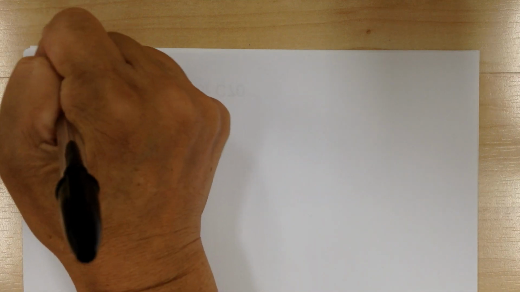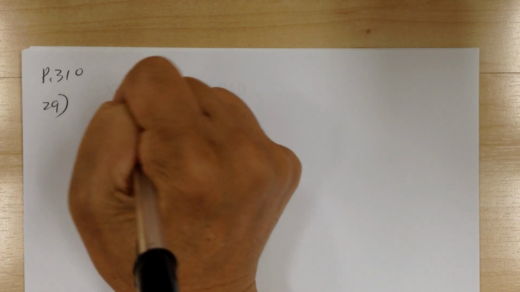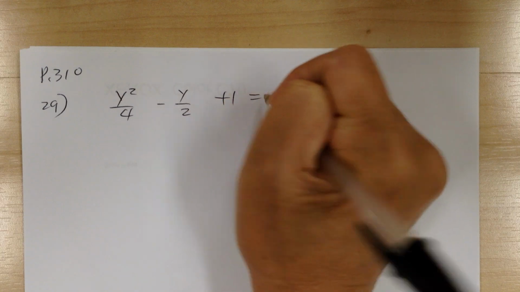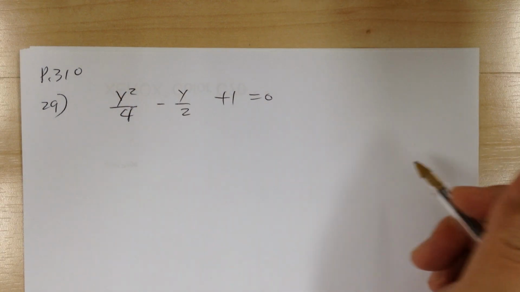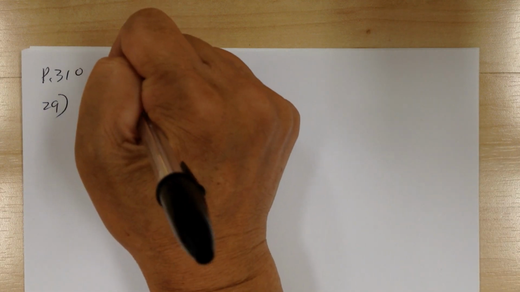Let's go to page 310 and start with number 29. You have y squared over 4 minus y over 2 plus 1 equal to 0. So first, let's get rid of the fraction. Multiply by the LCD. The LCD is 4, so multiply everything by 4.